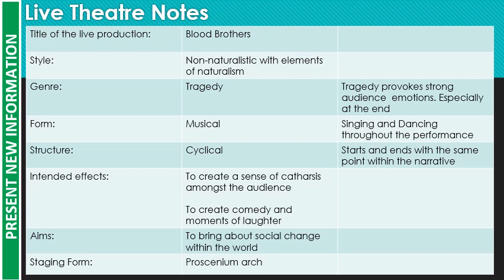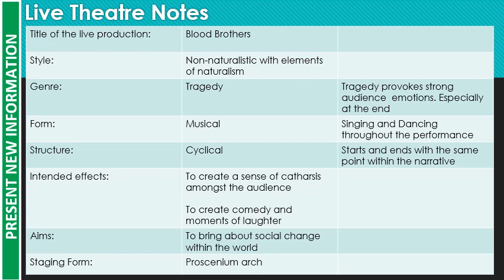The title of the production is Blood Brothers. The style is non-naturalistic with elements of naturalism. Now, remember, in non-naturalistic performances, things happen that are not natural. For example, we could use mime, we could use breaking the fourth wall, we could use flashbacks, which mean going back to an earlier point in time, or a flash forward, as we see at the very beginning of Blood Brothers. The genre of Blood Brothers is tragedy, and tragedy provokes strong audience emotions, especially at the end where we see both Mickey and Edward end up in quite an unfortunate situation.